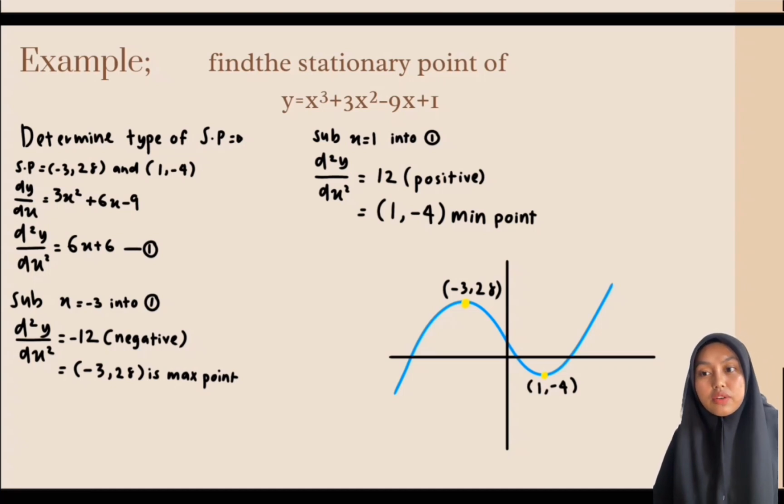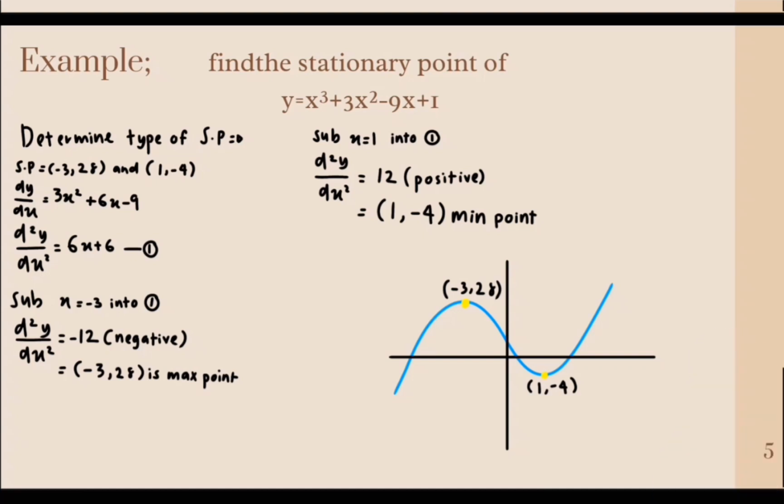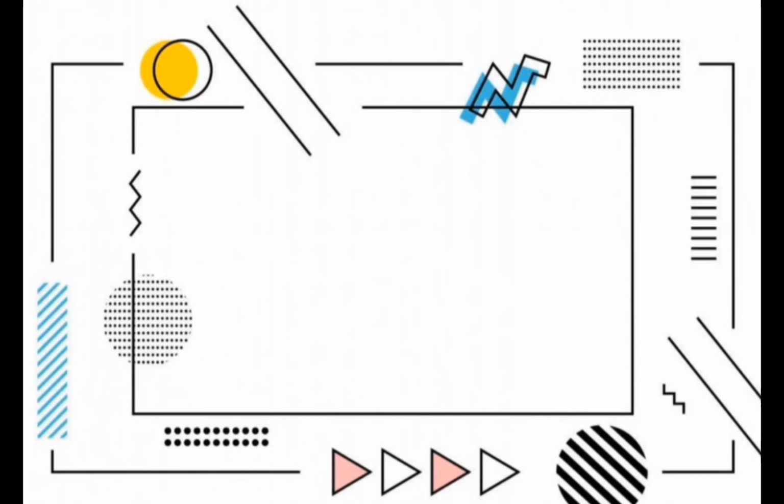We substitute the first stationary point, x equals negative 3, and we get negative 12. Negative 12 is smaller than 0, so (negative 3, 28) is a maximum point. Now we substitute the second stationary point, x equals 1, so d squared y over dx squared is equal to 12. Twelve is a positive value, so (1, negative 4) is a minimum point because it is larger than 0. In this essence, we learn how to find stationary points.